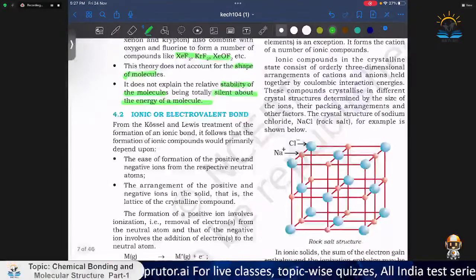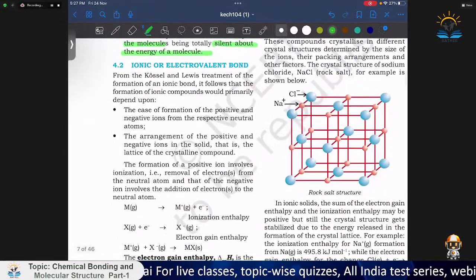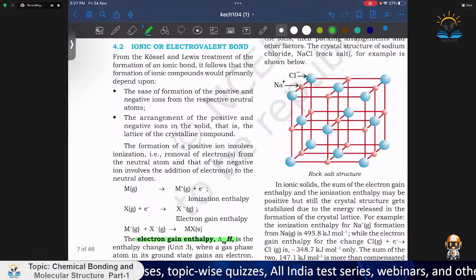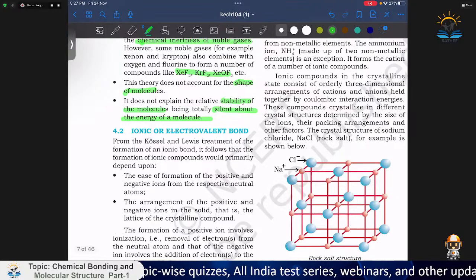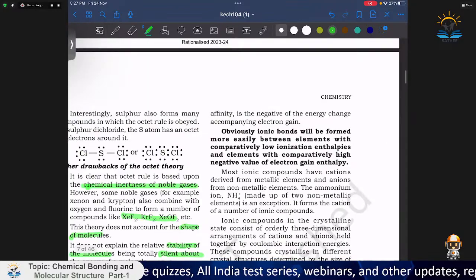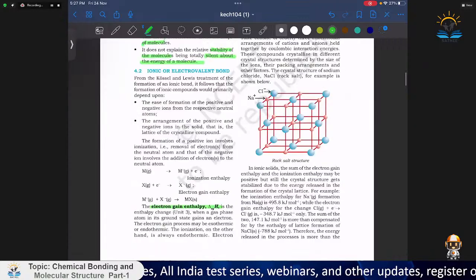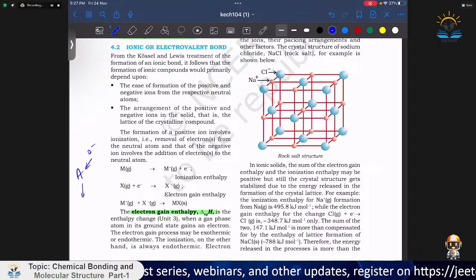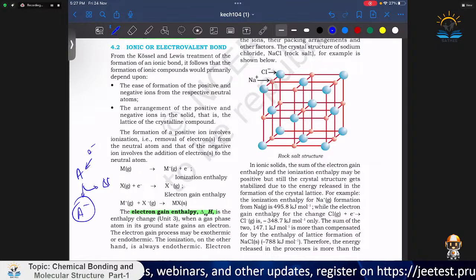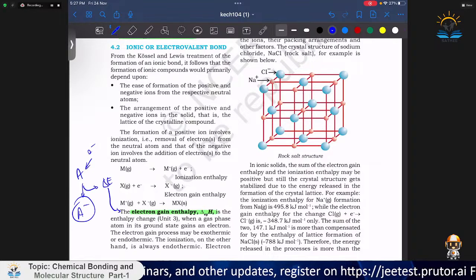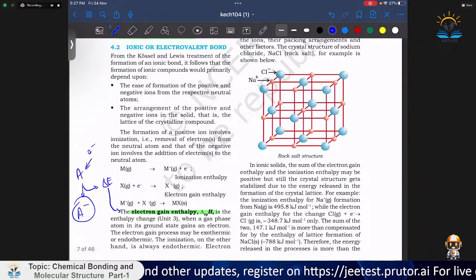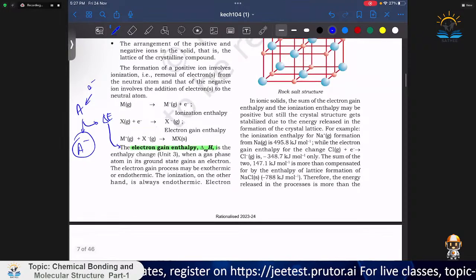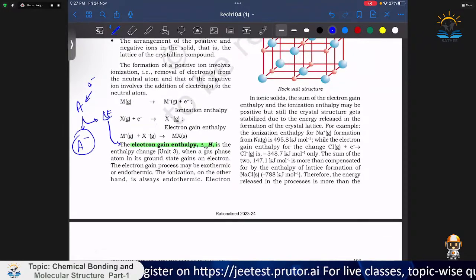Now we have the ionic bond. Let's finish the ionic bond easily. For defining an ionic bond, we have electron gain enthalpy and ionization enthalpy, right? Electron gain enthalpy is defined for an anion, which means A accepts an electron and becomes A minus with a release of some energy. This energy is the electron gain enthalpy. Now, if an atom gains an electron, it releases some energy. This energy is known as electron gain enthalpy.